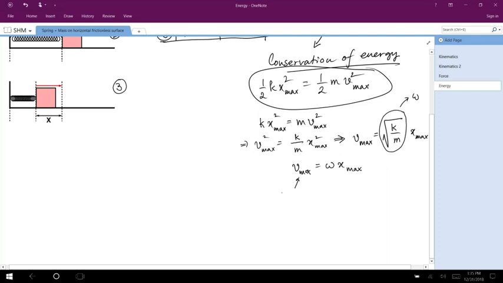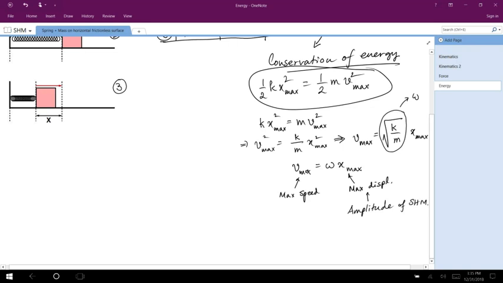Okay, so that's the max speed, and this one is the max displacement of the block. But the max displacement is also known as the amplitude of the SHM.